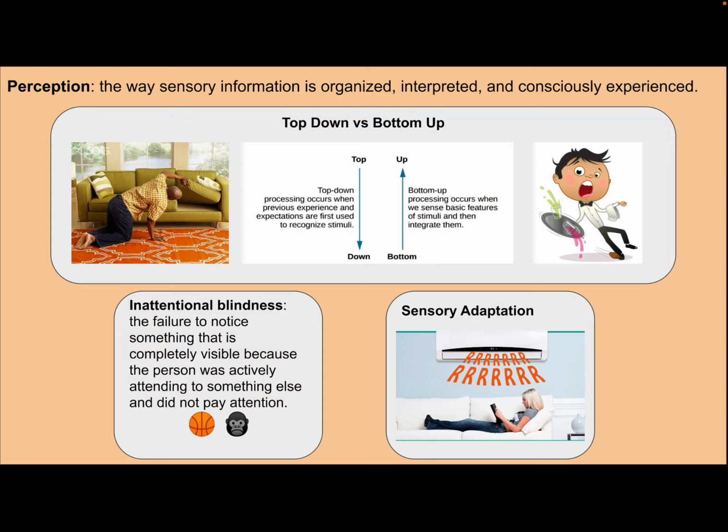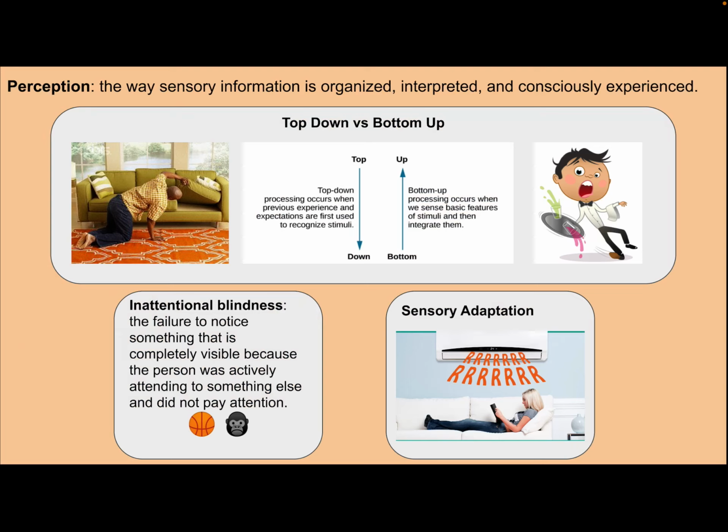Inattentional blindness. Sensory adaptation is another thing that happens with perception. That's basically when we get used to a noise or a visual stimulus or even a smell, right? If you've been baking chocolate chip cookies all day long, you might not even notice anymore that it smells like chocolate chip cookies. But when somebody comes over, they'll notice it immediately.